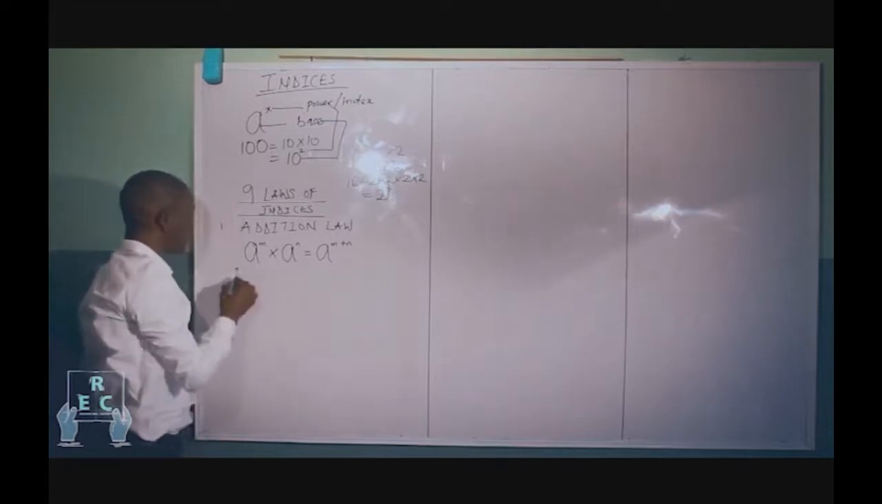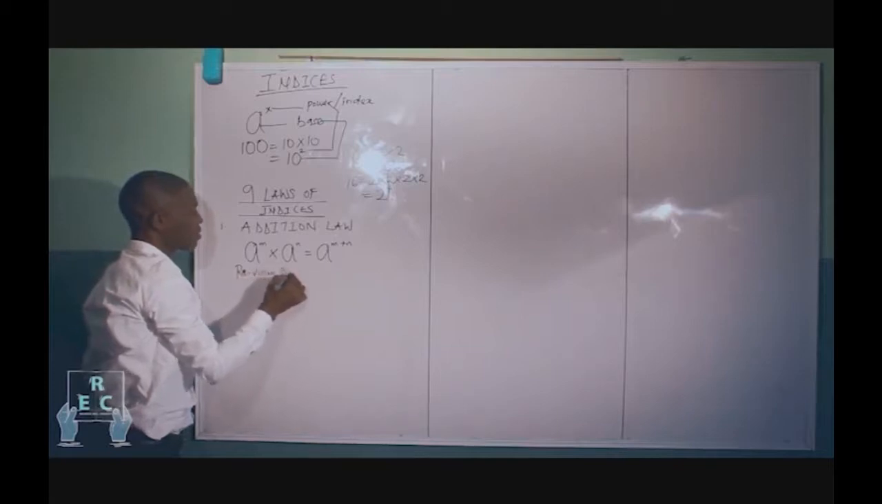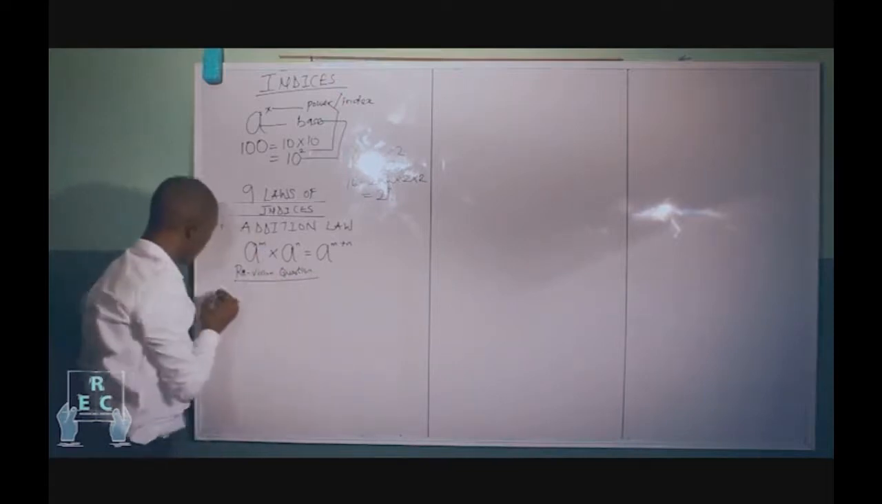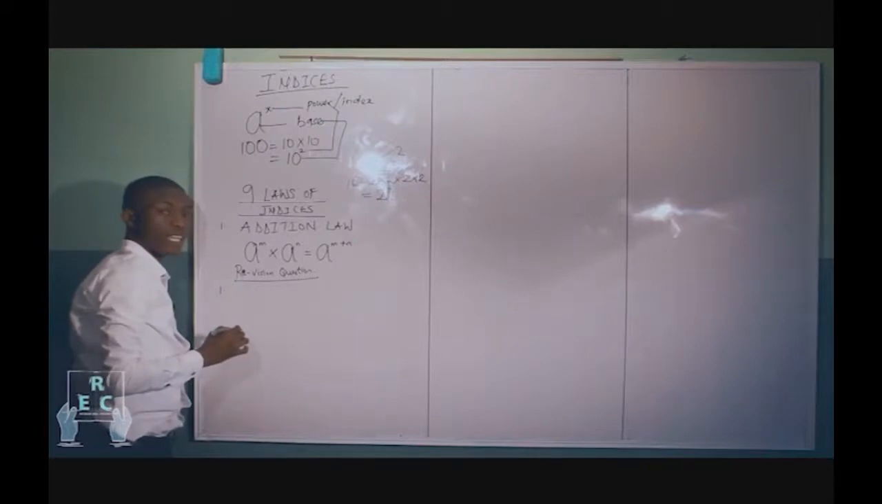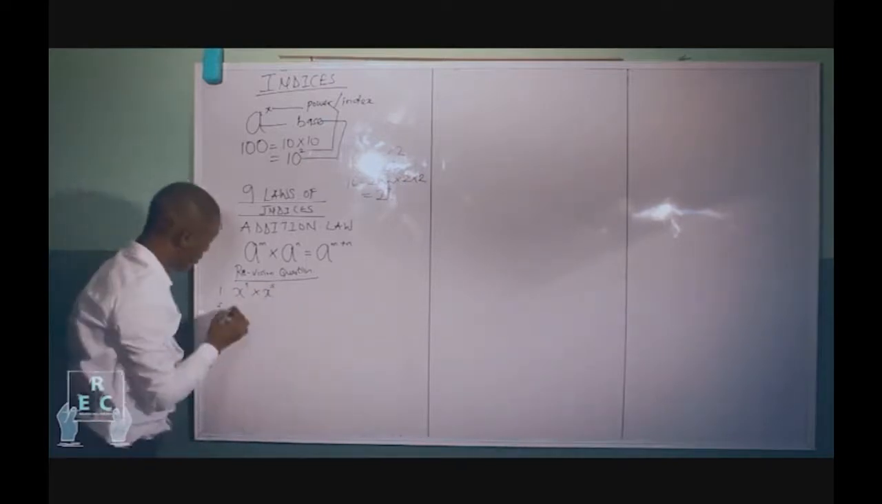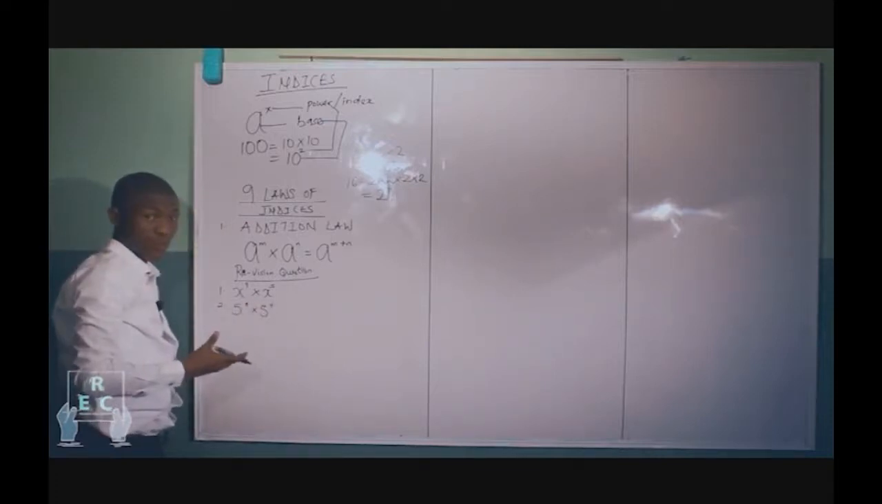Revision examples. Under this law, we have 6 examples. The first one here is x raised to the power of 7 multiplied by x raised to the power of 5. The second is 5 raised to the power of 8 multiplied by 5 raised to the power of 4. These are examples that we want to do.